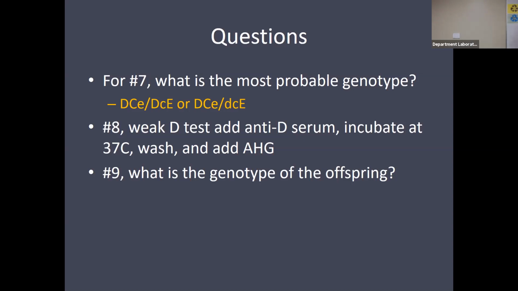What's the purpose of that 37-degree incubation? That's because remember, most of these antibodies react at 37 or AHG. So by incubating at 37, we are affecting the temperature, which might enhance the antibody attachment to the antigen on the red cells. Therefore, it might enhance agglutination. Right? So it mimics what goes on inside the body. Okay? So that's the purpose of the 37.